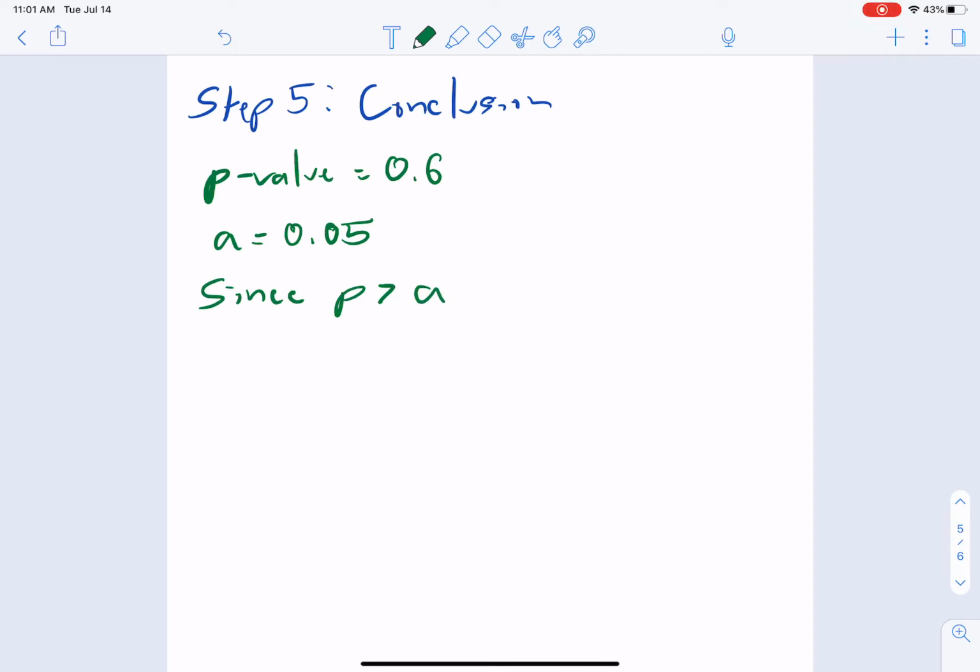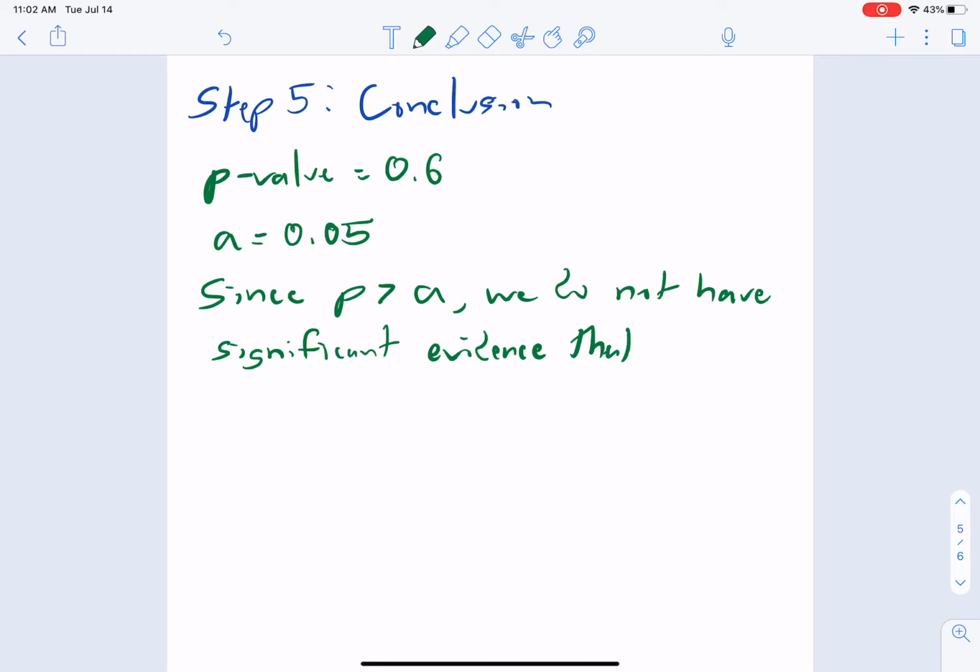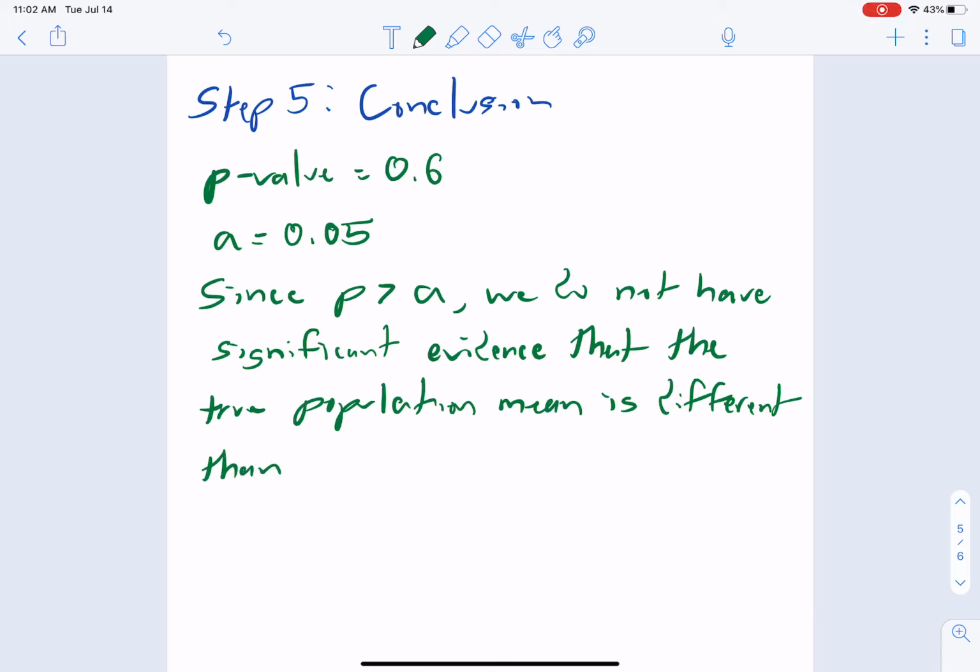Since P is greater than alpha, we do not have significant evidence that the true population mean is different than 1.5 tons, right? Okay, so we fail to reject.